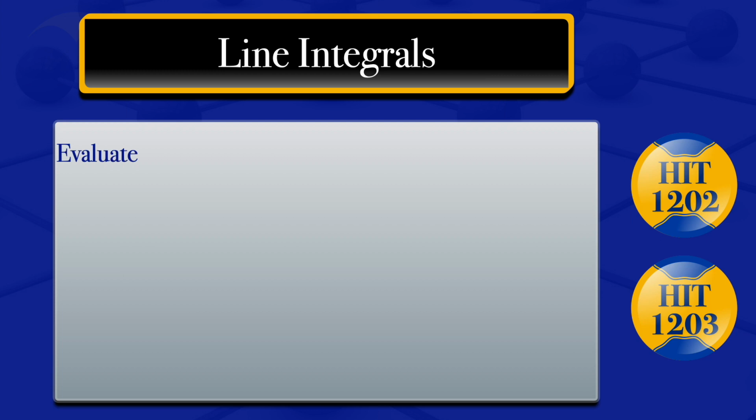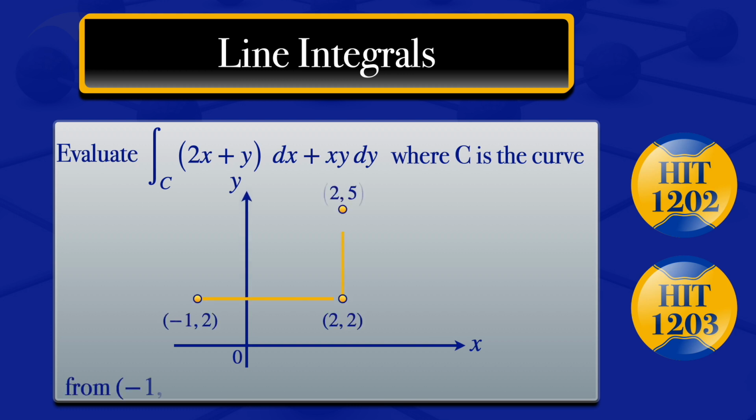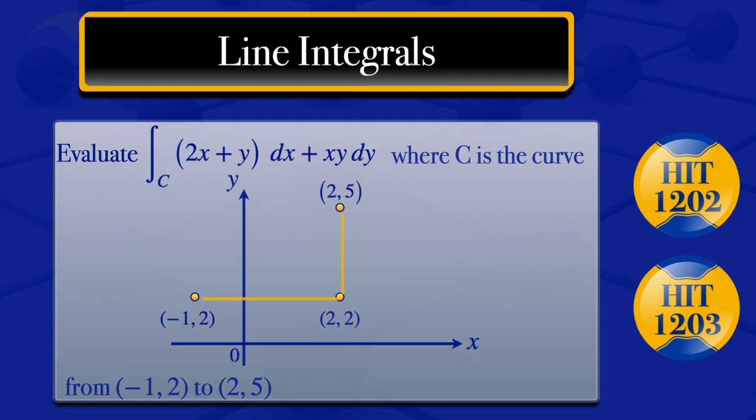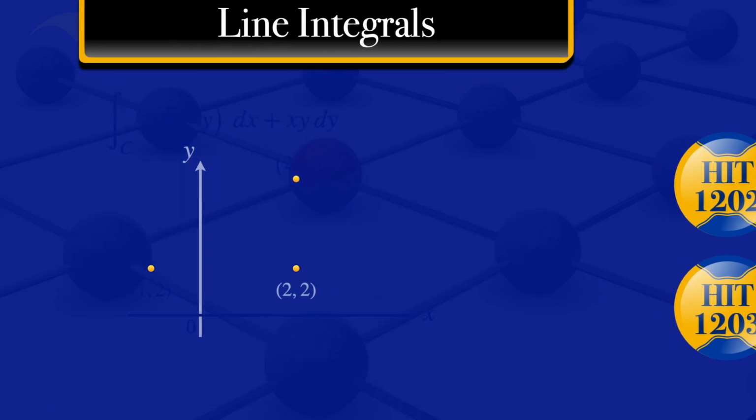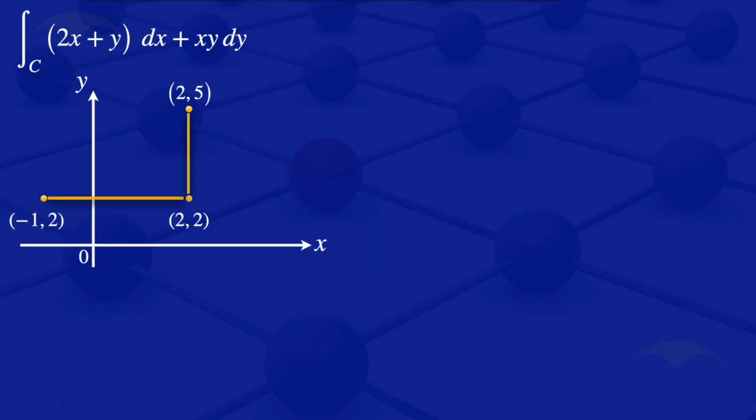In this video, I'm going to evaluate the integral of (2x + y) dx + xy dy along the curve C, where C is the curve appearing on the screen. This is a curve starting from the point (-1, 2), passing through the point (2, 2), to the point (2, 5). So we have that curve there from (-1, 2), then passing through (2, 2), then going to (2, 5).